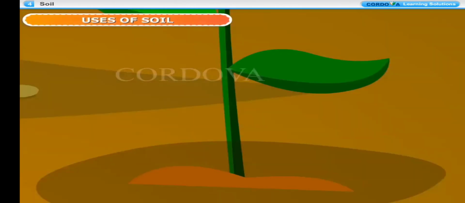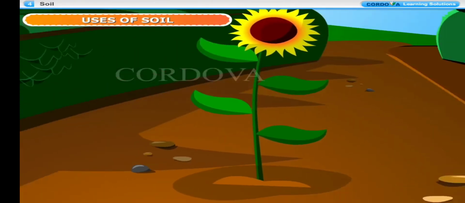Uses of soil. Soil is useful in many ways. All plants grow in soil. Soil contains water and minerals that plants need for their growth. Imagine, if there was no soil, there would be no plants and we would have no food.